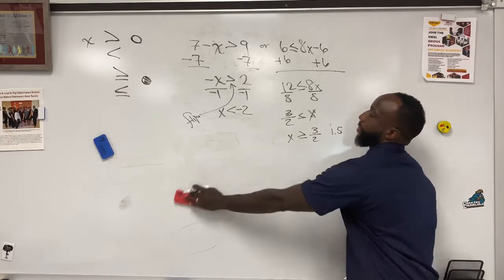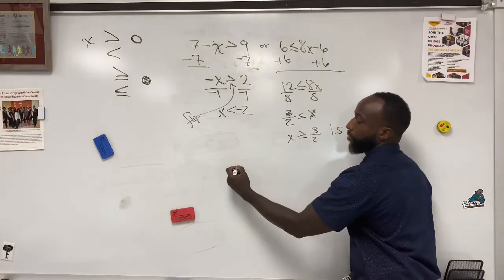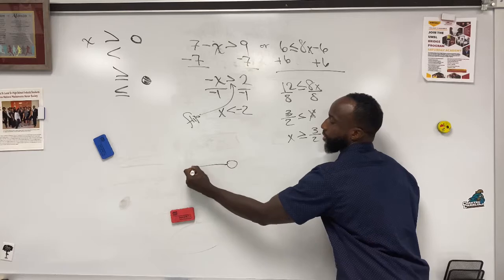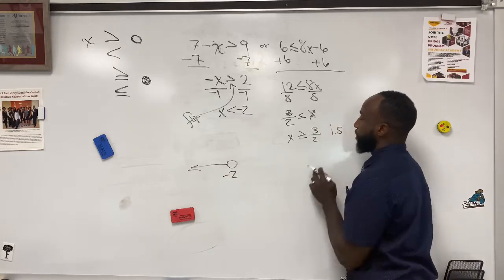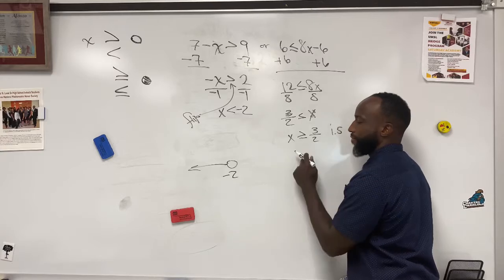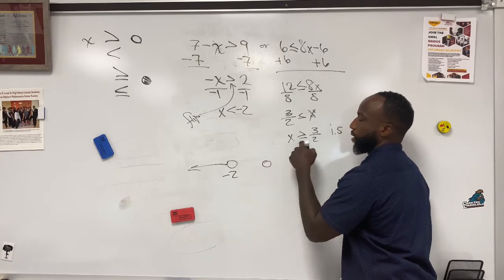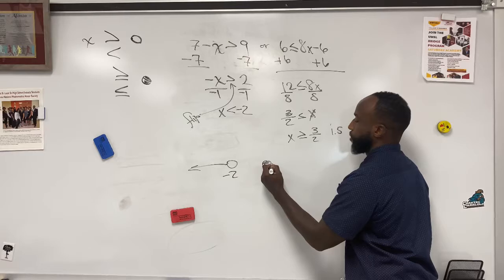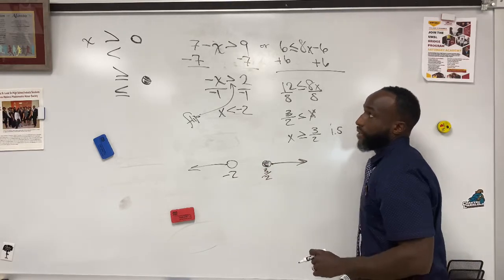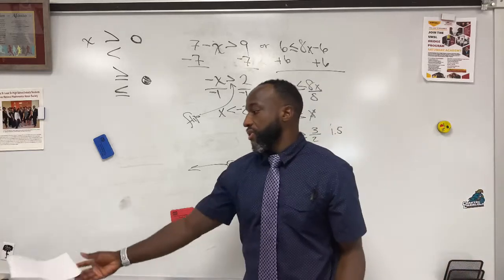So here we go, let's graph it. Start with the smaller number, negative 2. X is less than negative 2, open circle, going towards negative infinity. The bigger number, 1.5, so it'll be greater than or equal to, closed circle, going to positive infinity. All right? So essentially that's it in a nutshell.